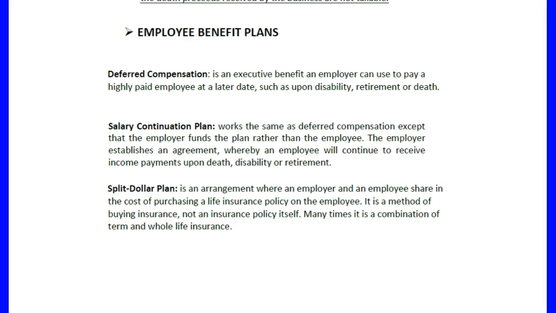The split dollar plan is an arrangement where an employer and an employee share the cost of purchasing a life insurance policy on the employee. It is a matter of how to buy the insurance, not the insurance policy itself. It is many times a combination of term and whole life insurance.